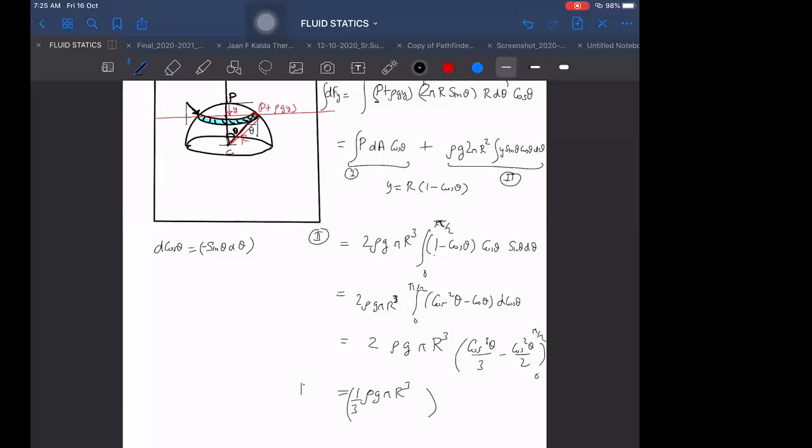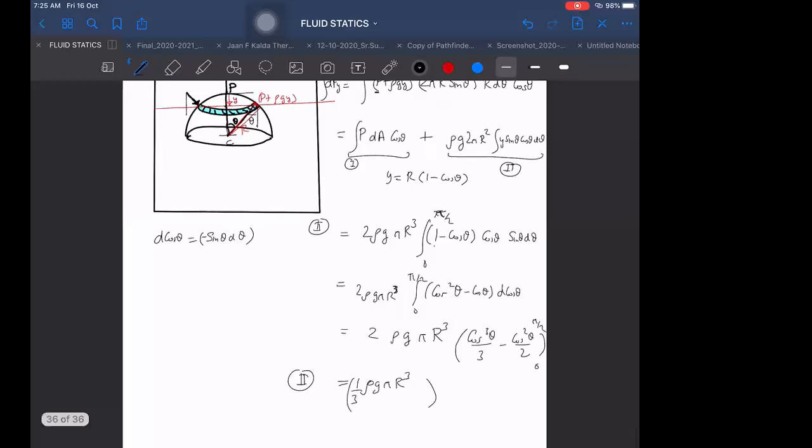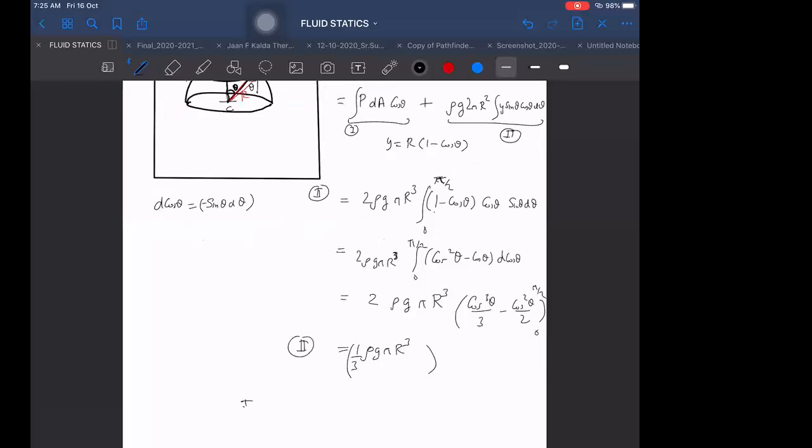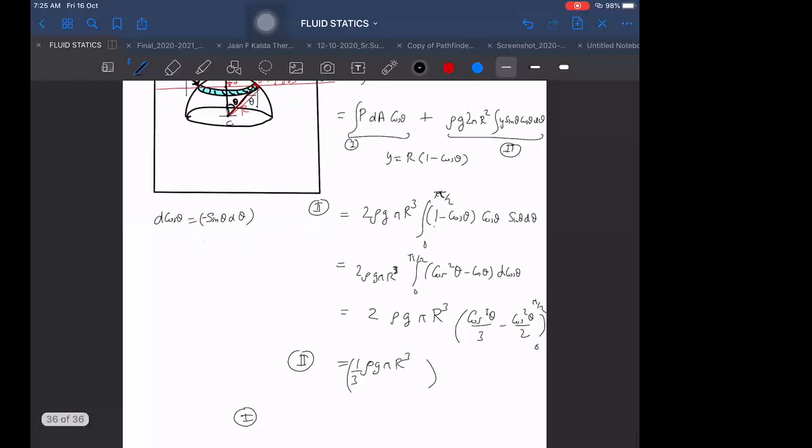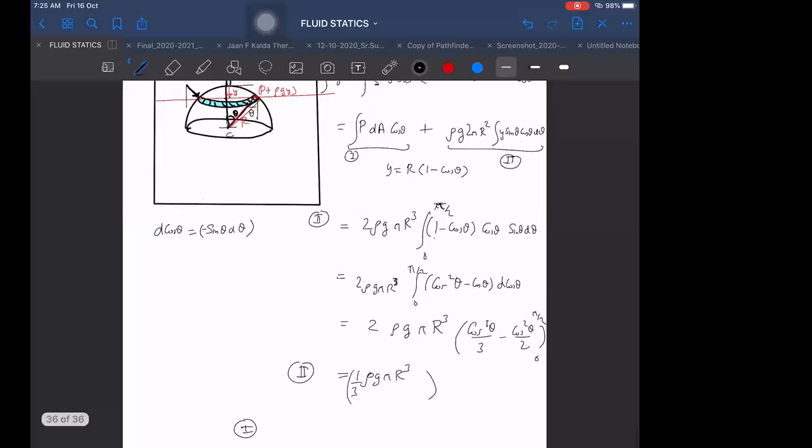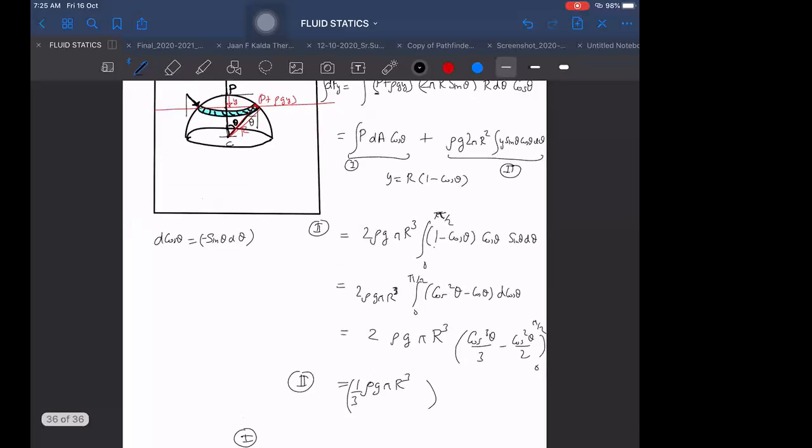This is only the second term. What about the first term? The first term is P into dA cos theta. Can you get the first term also? Please get the first term and tell me what is the answer for the first term.